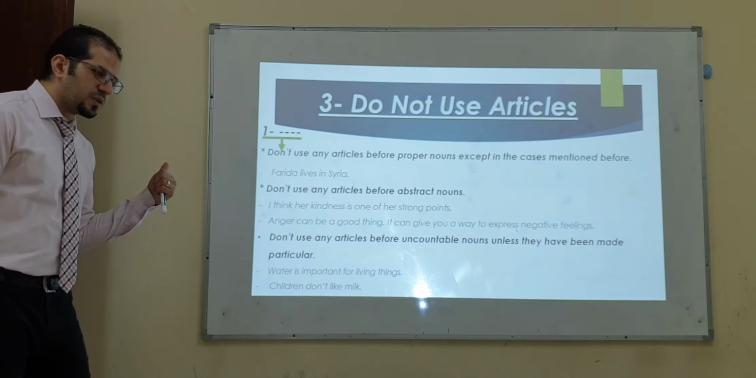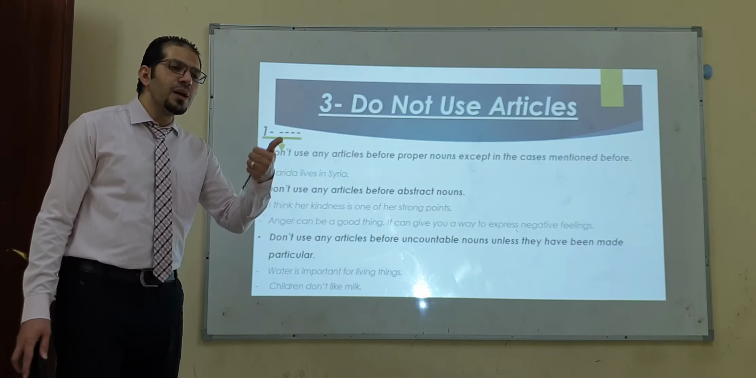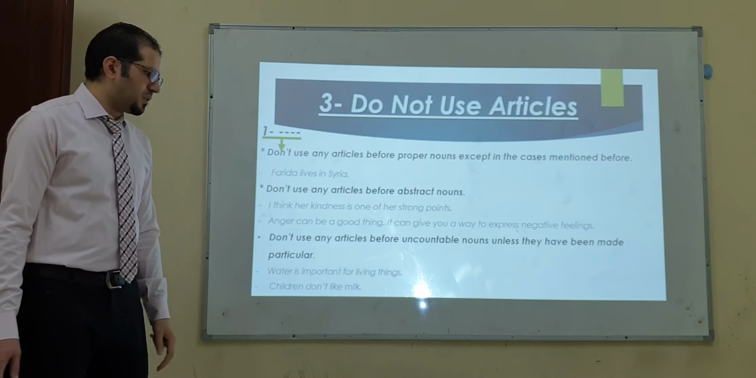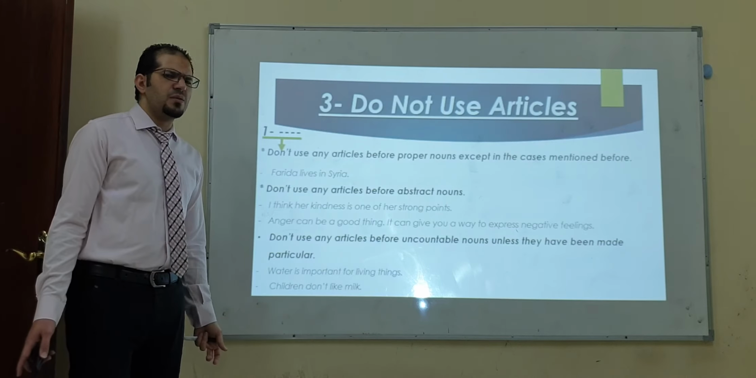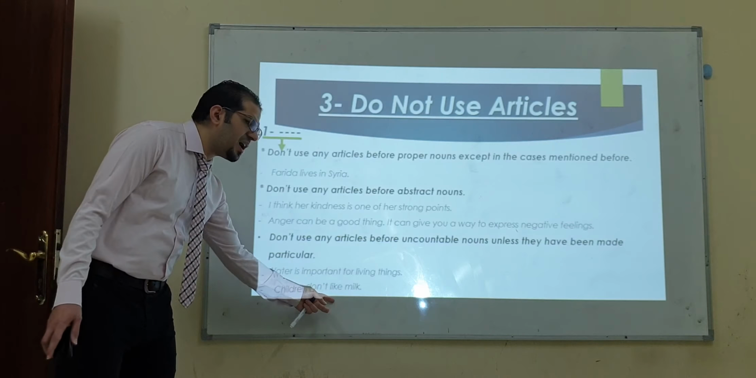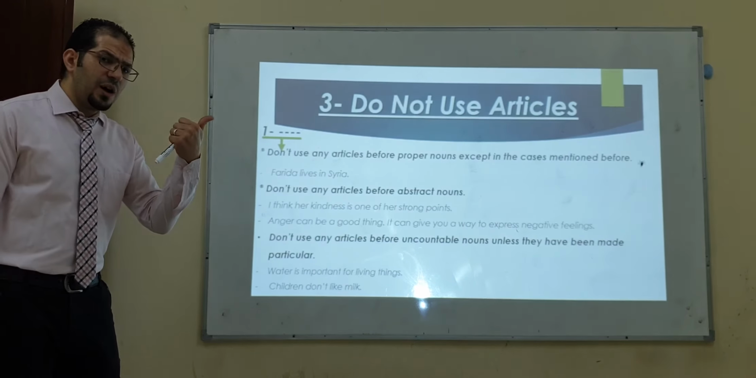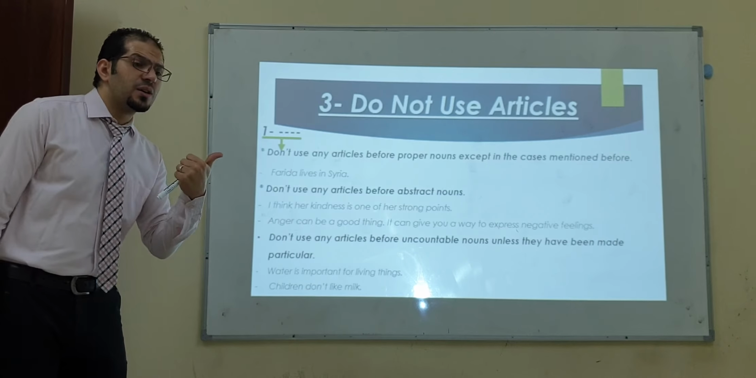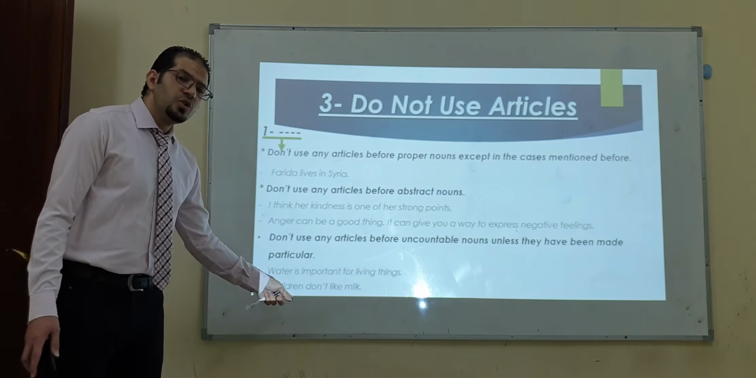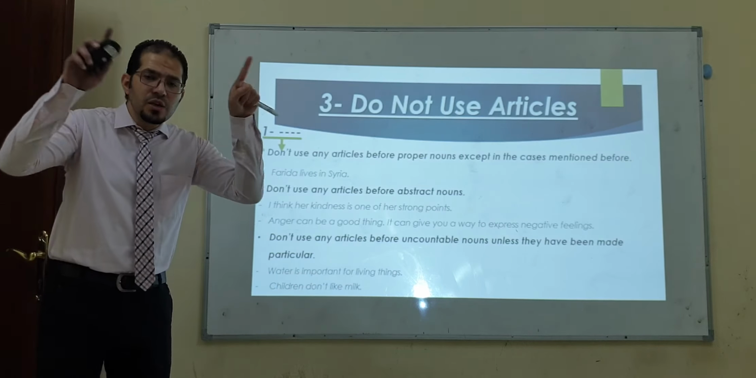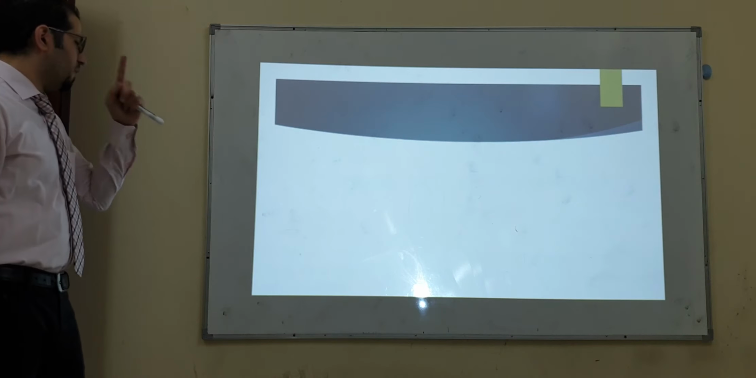In the last example, we said, "I drank the milk." What's the difference? Both milk here and there are uncountable nouns. Why did we use "the" in the previous one and here we didn't? In the first example, "I drank the milk," I made it specific. But here, children don't like milk in general. It's not specific. You must be careful about that.